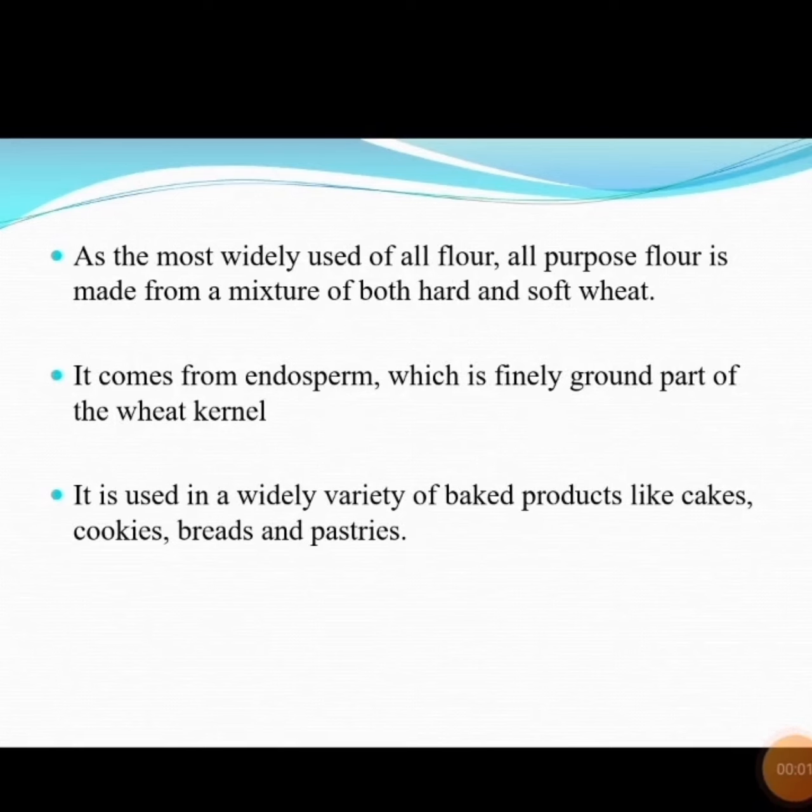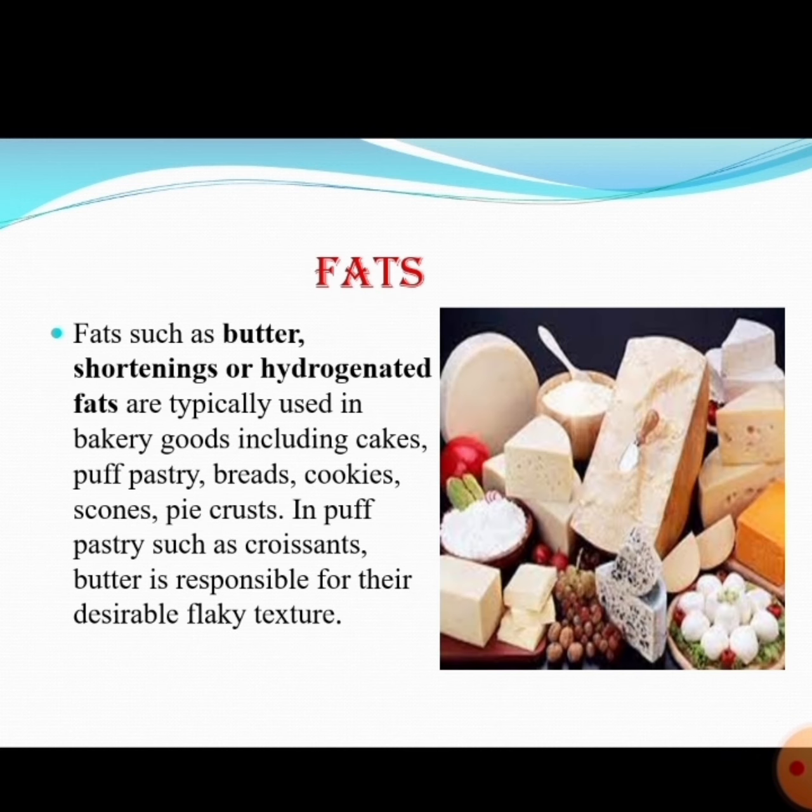Next, we will see another raw material, that is fat. Fats such as butter, shortening or hydrogenated fat are typically used in bakery goods, including cakes, puff pastry, bread, cookies, scones or pie crust. In puff pastries such as croissant, butter is responsible for the desirable flaky texture. The first thing I would like to say is that fat has a vital role in bakery products, and then we will see the chart.